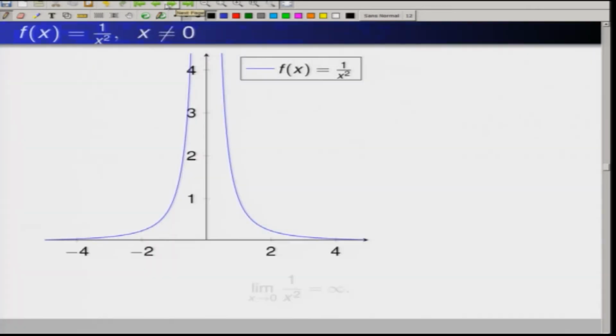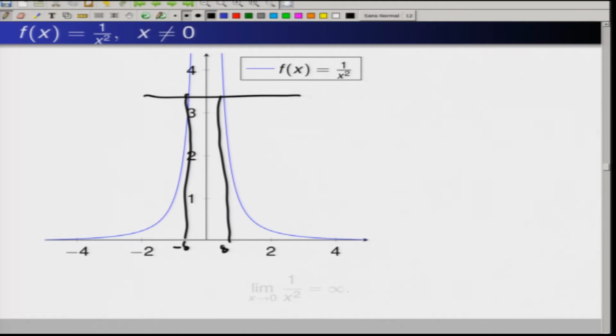So, here is one example. I am taking f of x equal to 1 upon x square, as this is what the graph is going to be. Now, you can see that if you fix your m, then this is your delta, which is going to give you minus delta to delta, in which f of x is going to be bigger than this m.